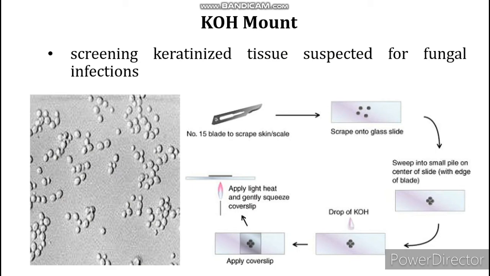Next, you have your KOH mount, or potassium hydroxide mount. This is used as a screening test in keratinized tissue suspected for any fungal infections. This test is the most commonly used fungi test in the laboratory. When I was working in the hospital, we used this for fungal infections.